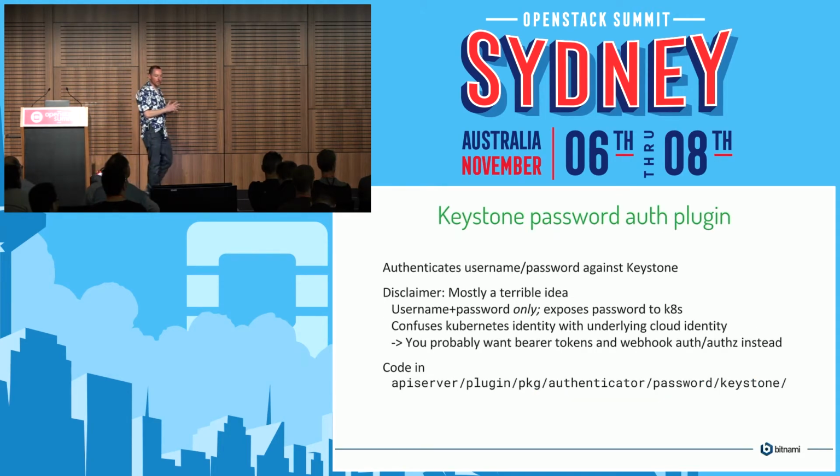And finally, the last thing here is the Keystone password auth plugin. This is mostly a terrible idea. I've really only got this in here for completion. What this will do is it sets up a username and password authenticator, which authenticates against the cloud.conf configured Keystone. So if the username and password verifies, if Keystone's able to authenticate that, then it says, yes, Kubernetes, go ahead and use that user. That's a valid password.